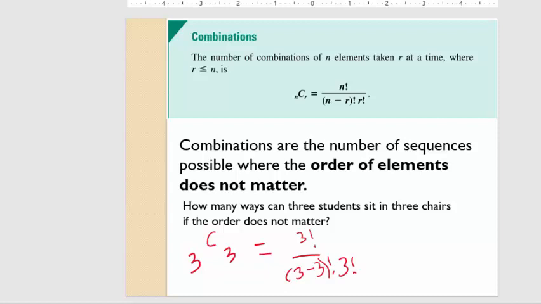And what you're doing here is you're dividing out all the repeats. So 3 factorial we know is 3 times 2 times 1, divided by 0 factorial, which is 1, times 3 factorial, which is 3 times 2 times 1. So that gives us 6 over 6. There's only one way that 3 students can sit in 3 chairs if the order does not matter.